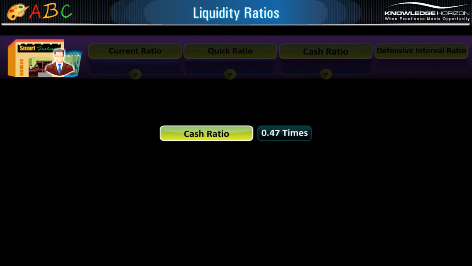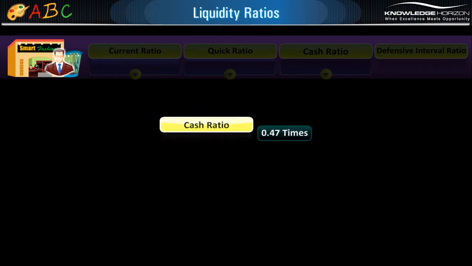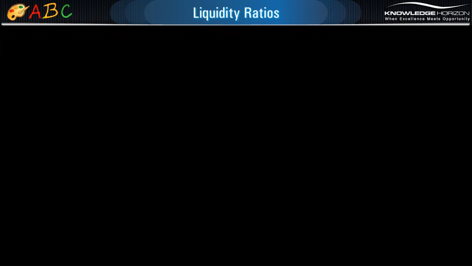So, Smart Fashions can improve its cash ratio to 0.47 times by applying the factors seen. This will also bring the cash ratio of the company much closer to the industry standard of 0.50 times. Now you have studied the cash ratio and the various measures to improve the ratio.